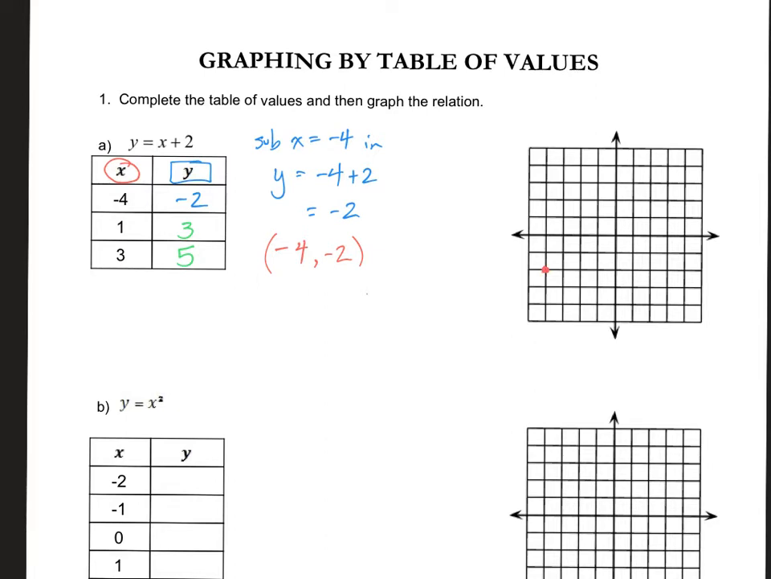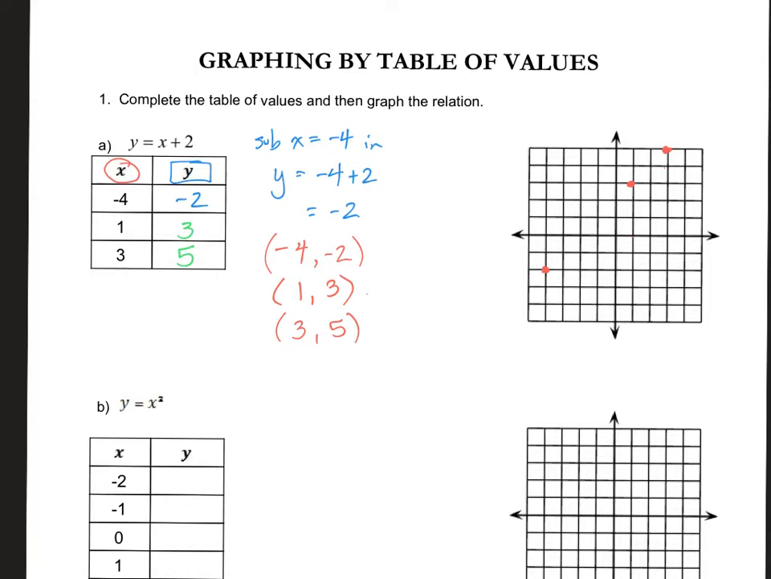Don't label your point, it's never needed. But we can now continue on and plot every successive point. An x value of 1 gave me a y value of 3, and an x value of 3 gave me a y value of 5. And so if I plot the two remaining points, I would then have a point at 1, 3, and 3, 5. I now have 3 points.